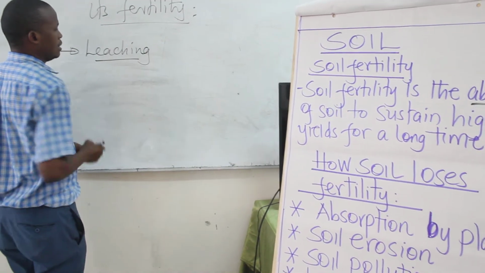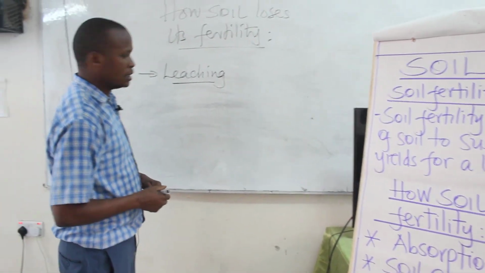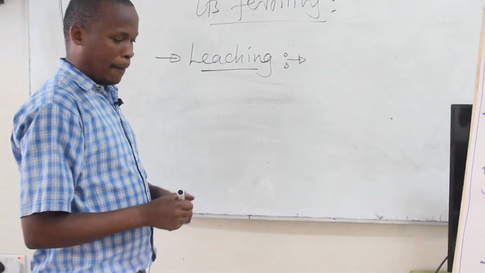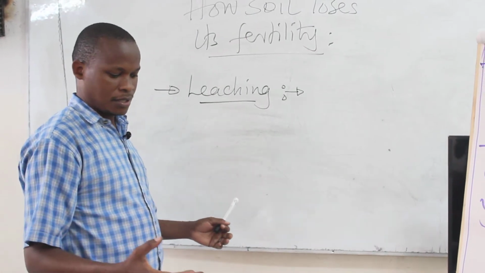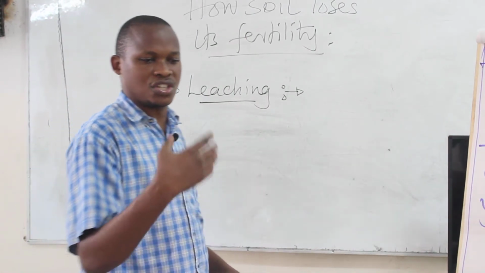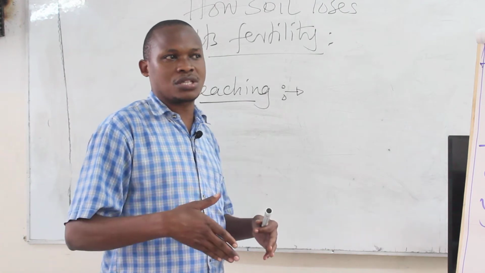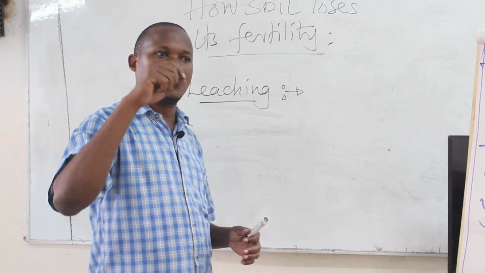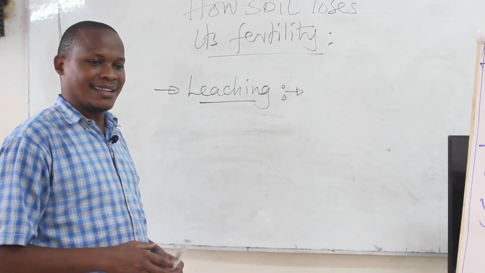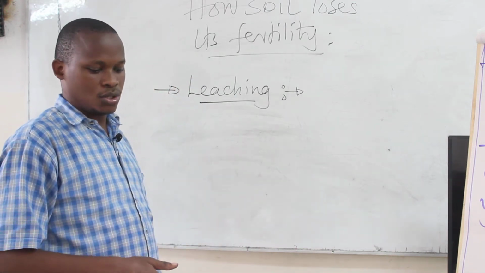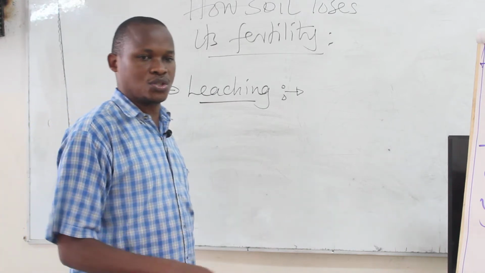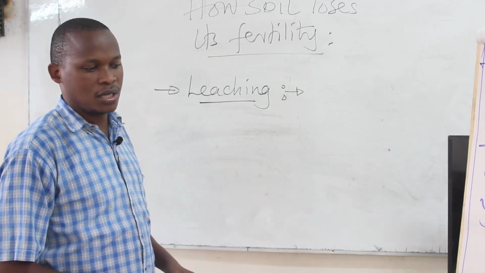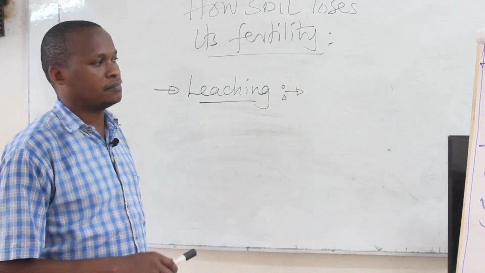To explain it, listen very carefully to what leaching is. Leaching is the process by which plant nutrients dissolve in water and then get drained to the lower areas of the soil, deep underground, where plant roots cannot reach them.